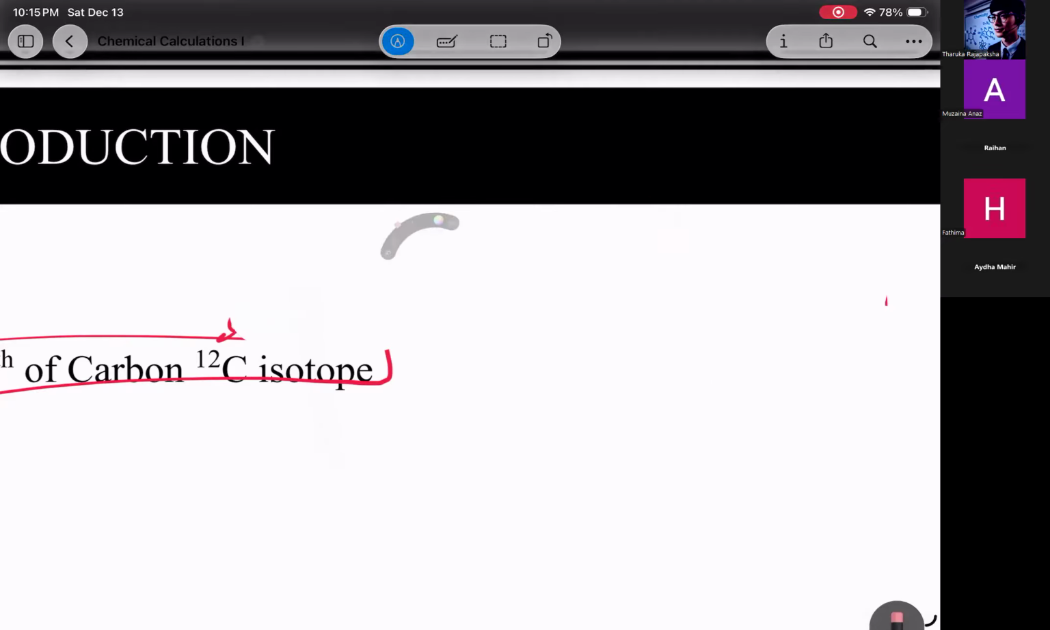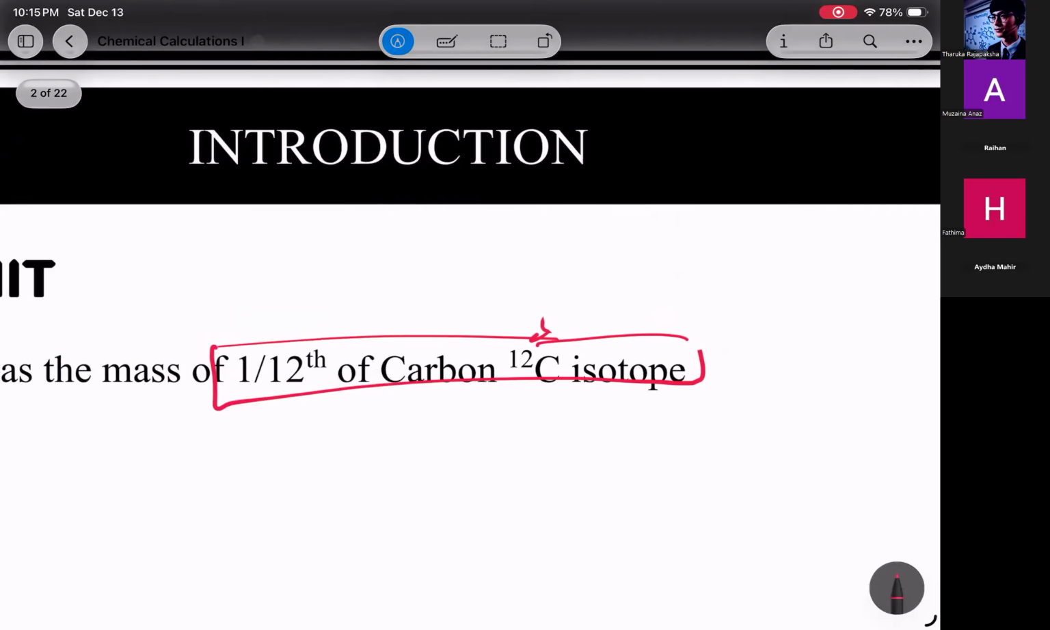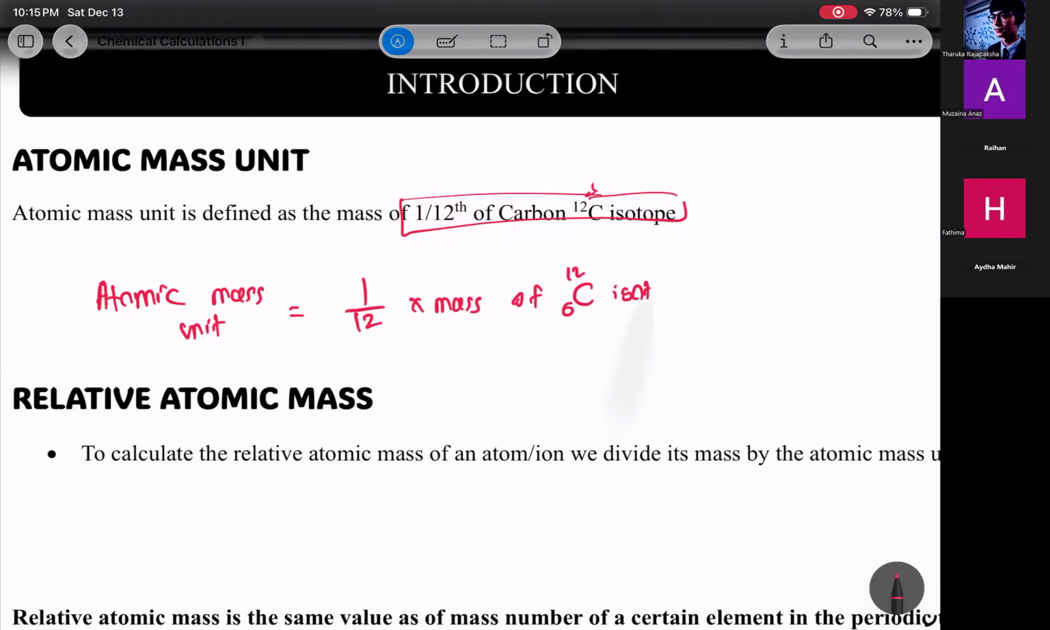Now people, in this equation, the atomic mass unit will be equal to 1/12 the mass of a carbon-12 isotope.